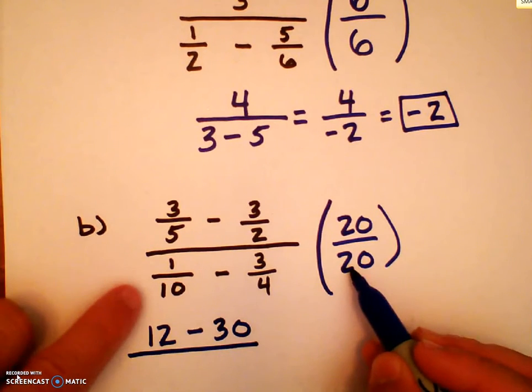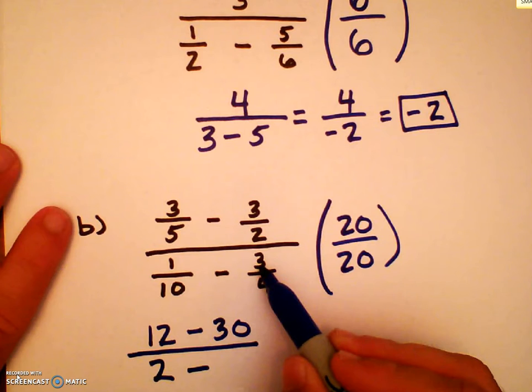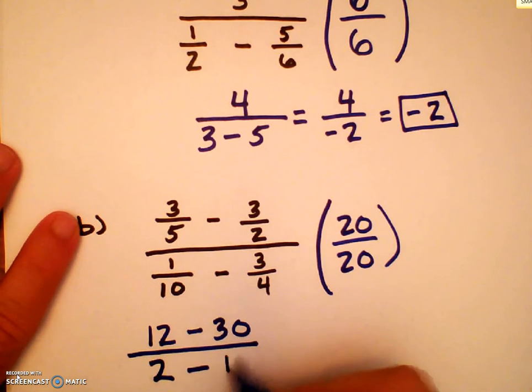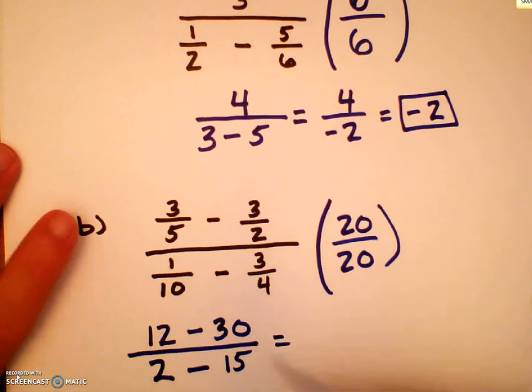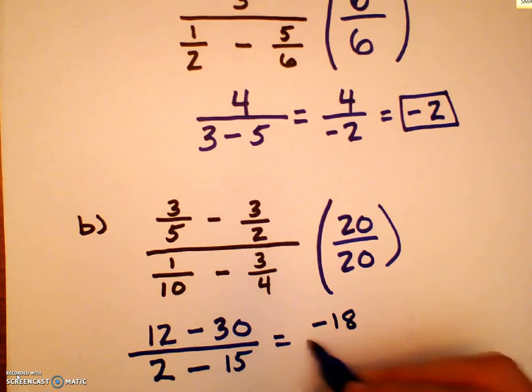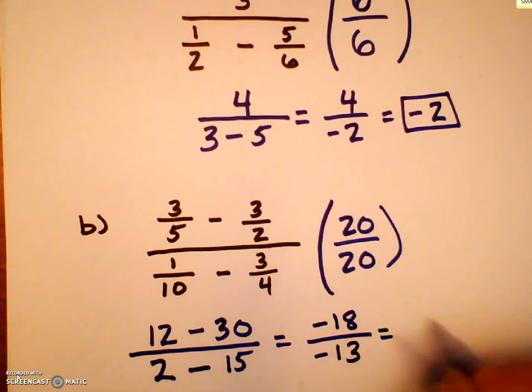20 times 1/10 is 2. And then 20 times 3/4, so 20 times 3 is 60, 60 divided by 4 is 15. And then from there I can simplify my fraction. 12 minus 30 is -18. 2 minus 15 is -13. Reduce that to get your final answer of 18/13.